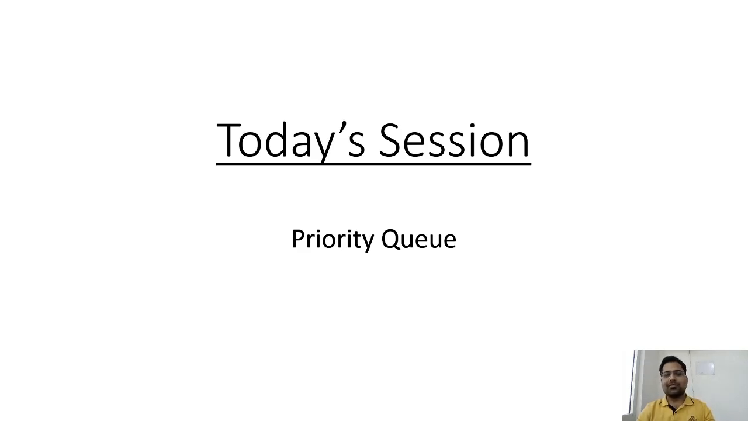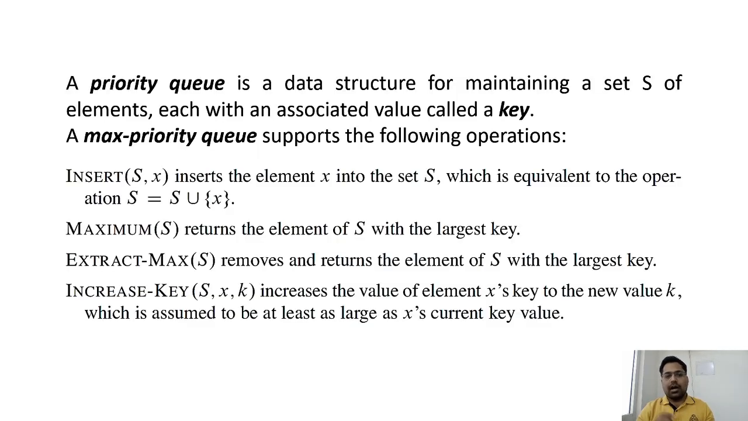In this session, we are going to discuss priority queue. As per the definition, the priority queue is a data structure maintaining set S of elements, each associated with a value called key. What is key? What are the values? We will discuss.